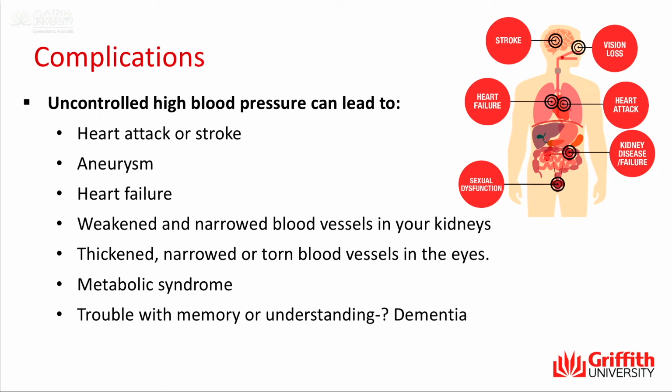Now, briefly touching on some complications. I know Liam has previously gone over some of these, so I'll just briefly discuss them. So when blood pressure is uncontrolled, it can lead to most commonly heart attack or stroke, aneurysm, heart failure. Can also result in the weakening and narrowing of blood vessels in your kidneys. If we think about physiology, it can also result in thickened and narrowed or torn blood vessels in the eyes. Hypertension is also one of the inclusion criteria for metabolic syndrome.